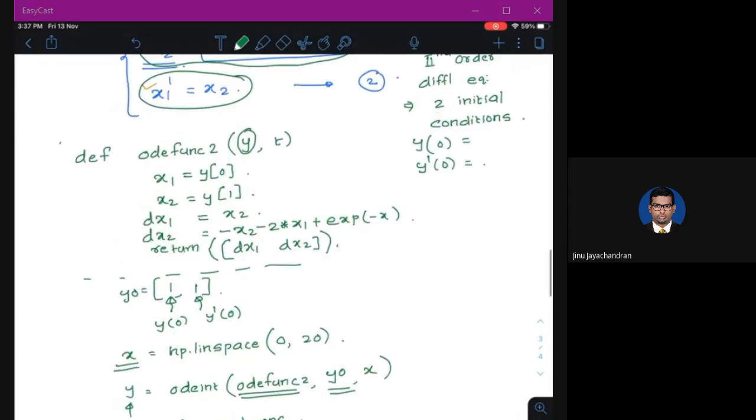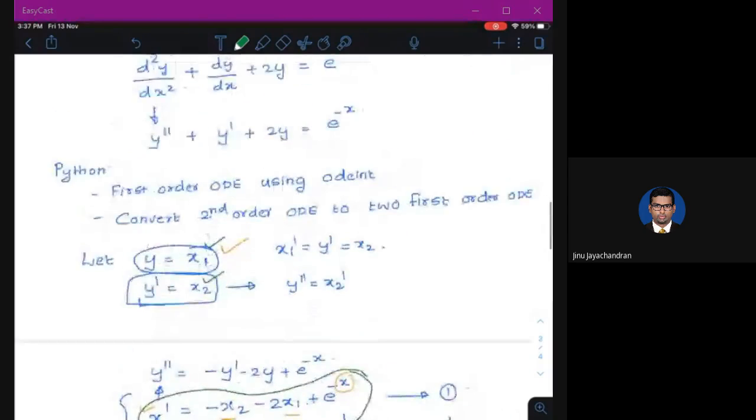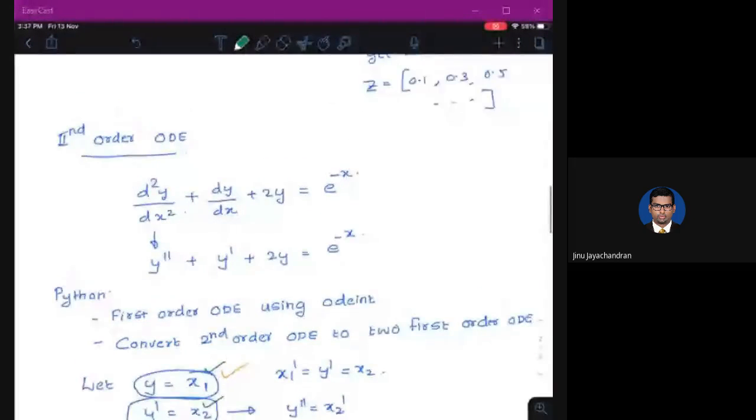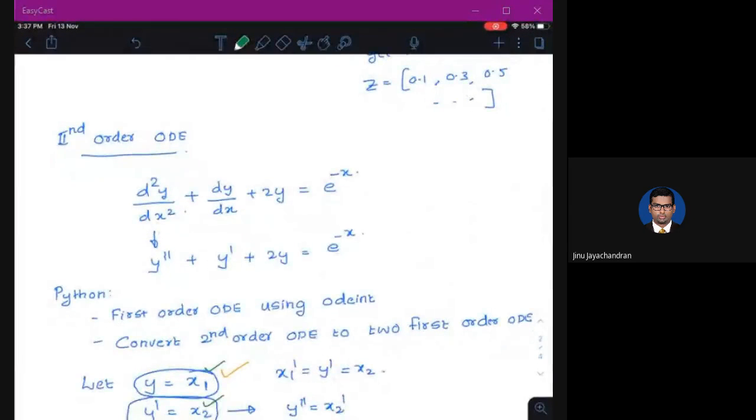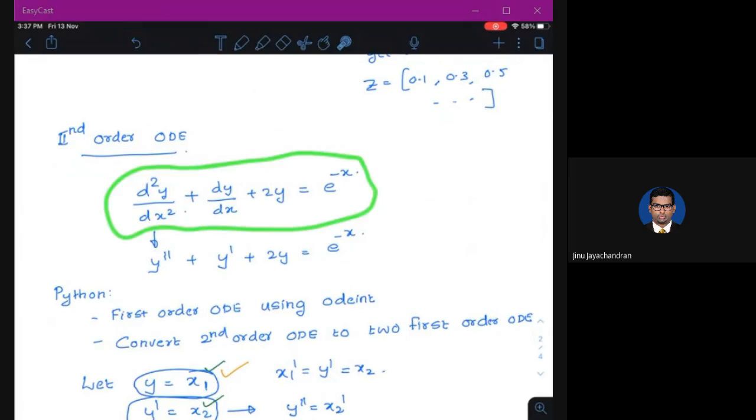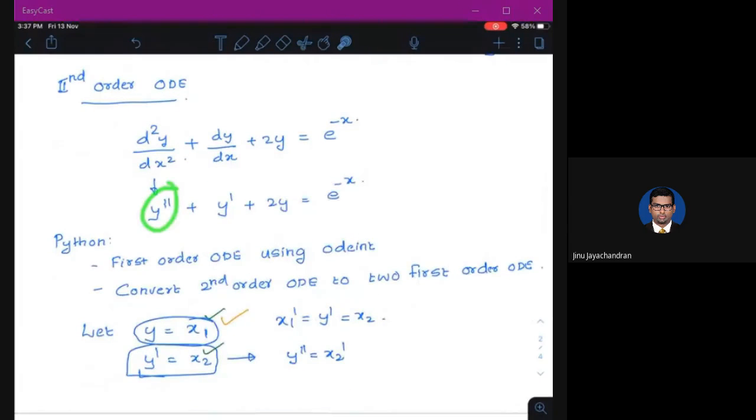Okay, I'll explain once again. A second order ordinary differential equation. A sample is this one, where you have a second derivative, you write it as y double dash plus y dash plus 2y is equal to e raised to minus x. But for your convenience I have written it.